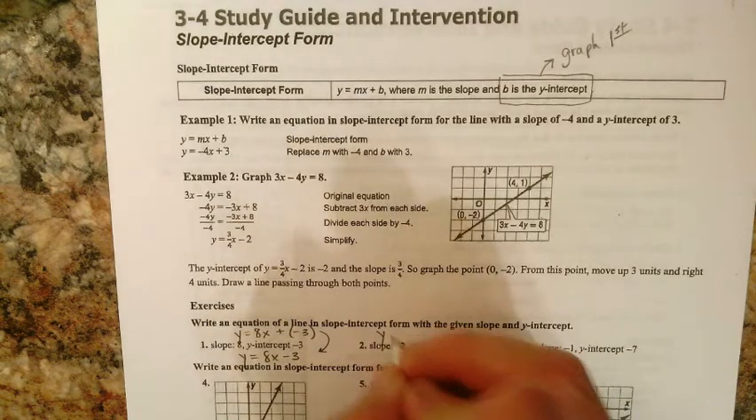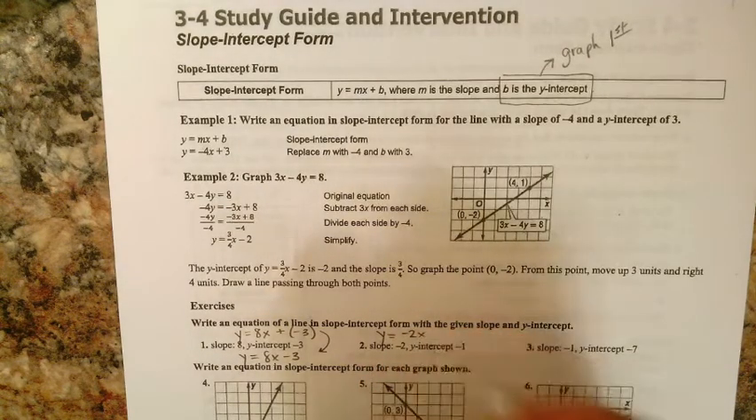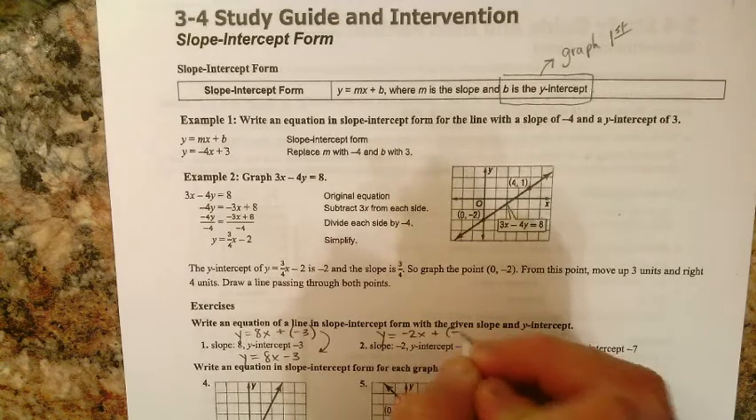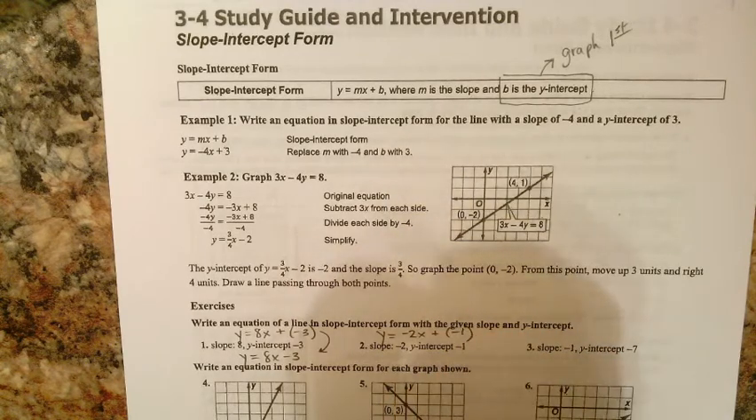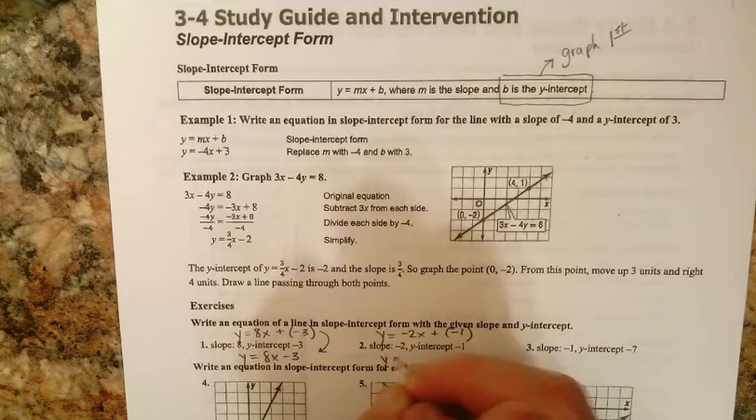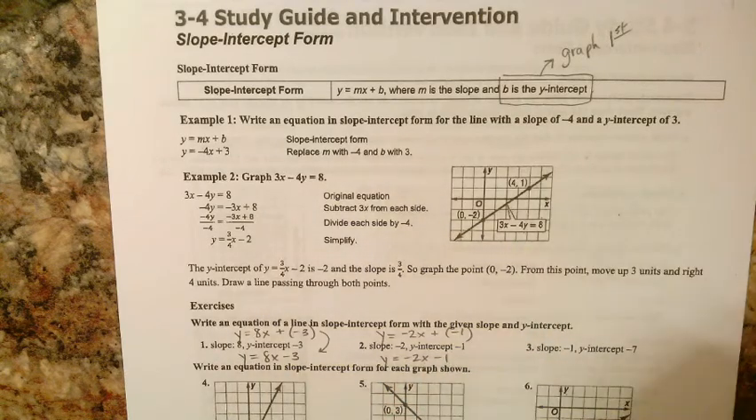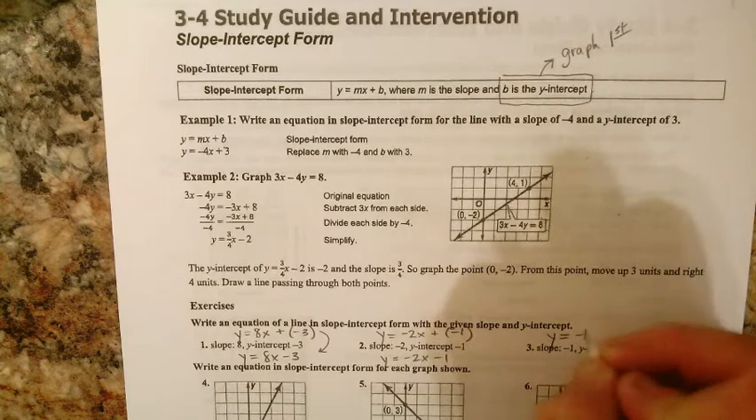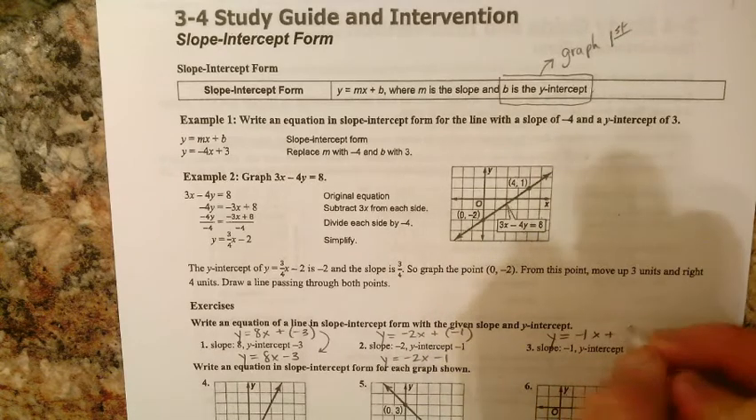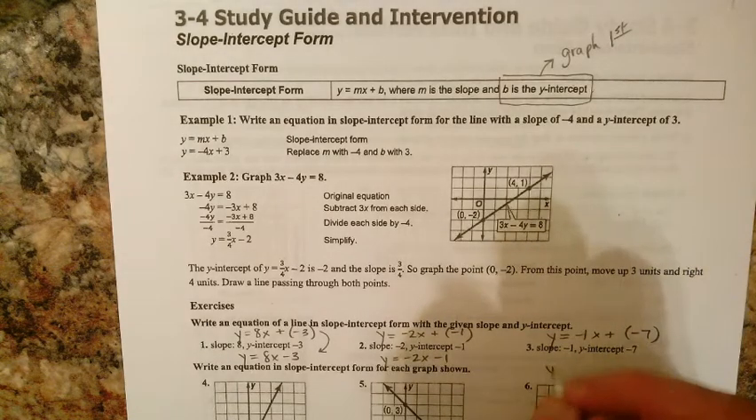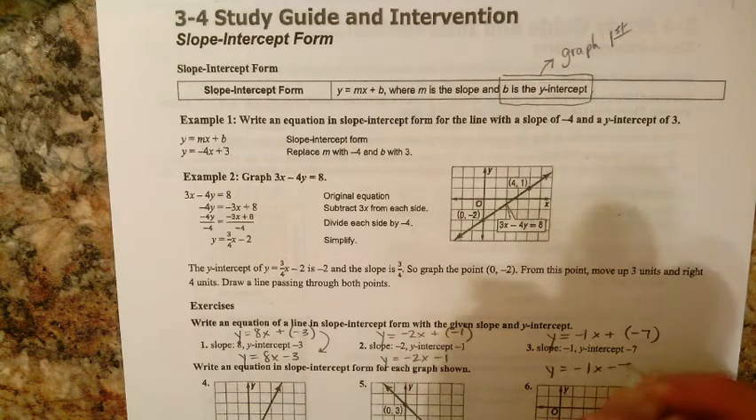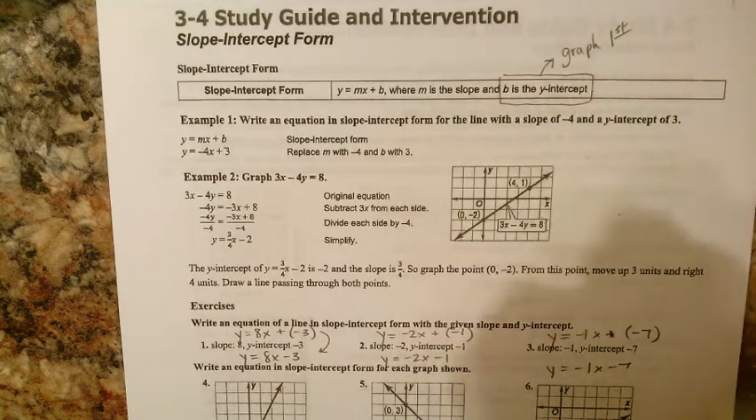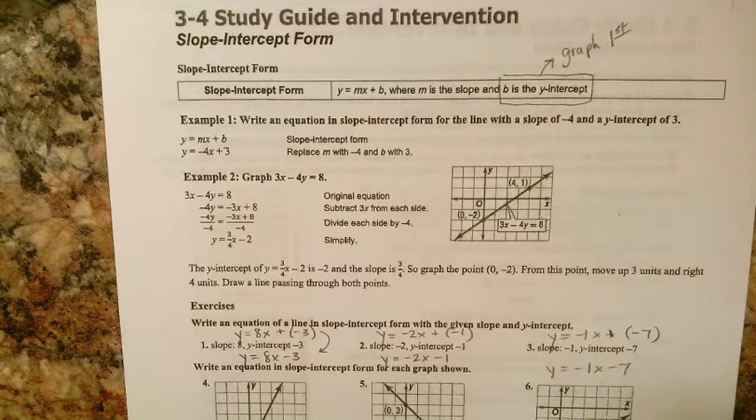The next one, the slope is -2 plus the b, y-intercept. So again, y equals -2x minus 1. And the last one, the slope is -1 and the y-intercept is -7, so y equals -1x minus 7. Okay, so pretty simple, pretty straightforward. I don't think there's much to really talk about with that one.